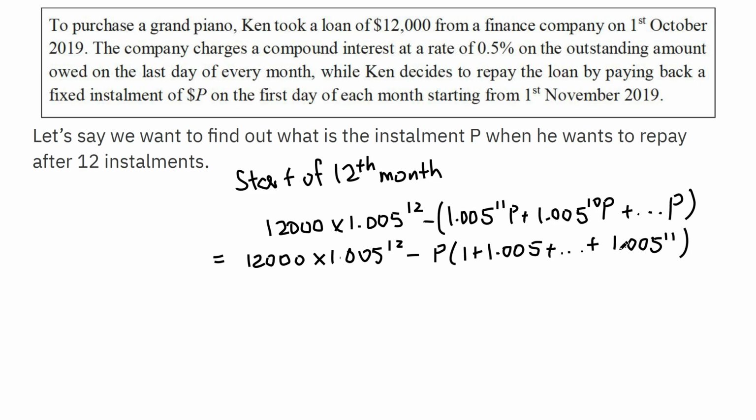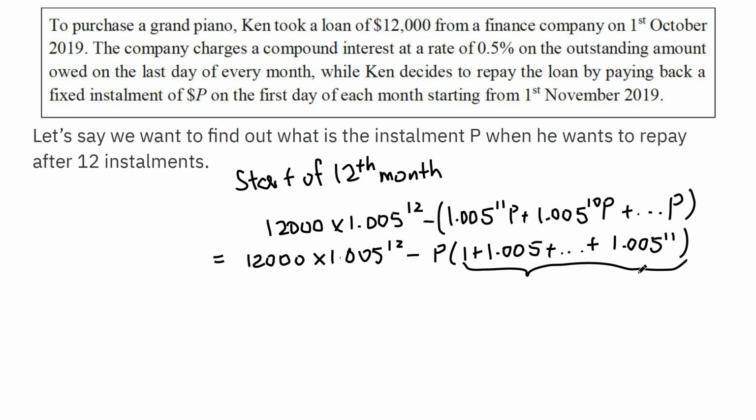So next we realize that this thing in the bracket over here is actually the sum of the first 12 terms of a GP. If you recall, a GP is a sequence with a common ratio. So here the common ratio is 1.005, because we're multiplying the previous term by 1.005, right? So 1 becomes 1.005, becomes 1.005 squared, and so on and so forth. So we have 12 terms to work with here.